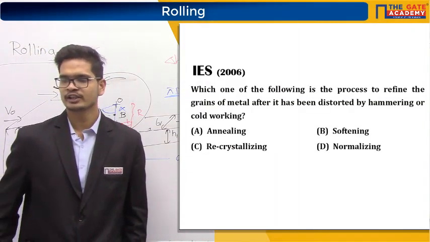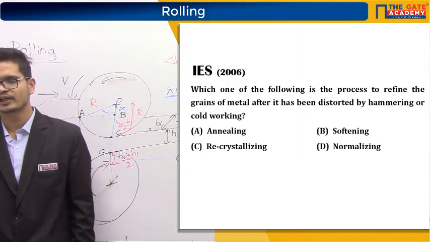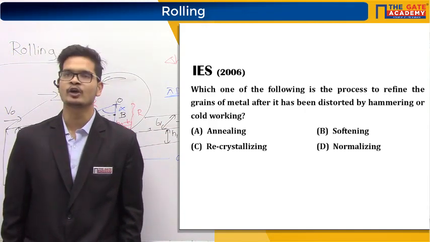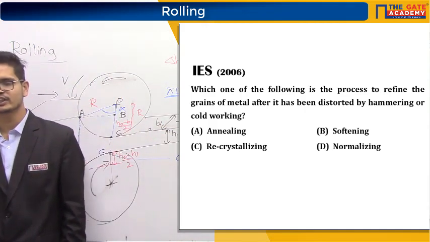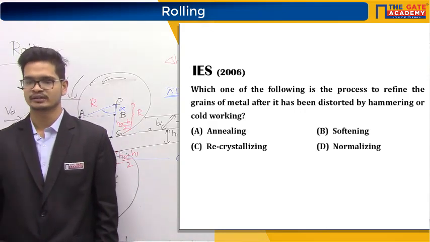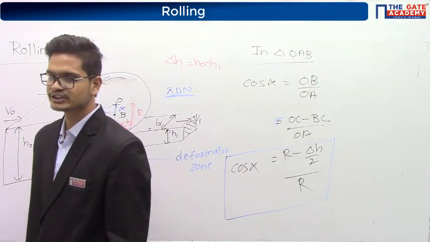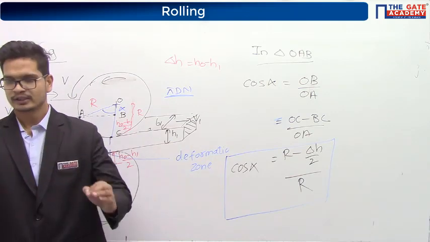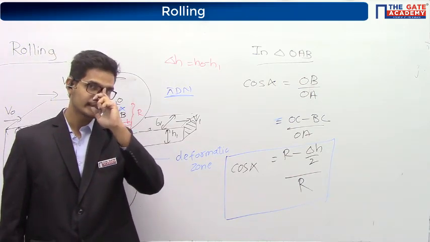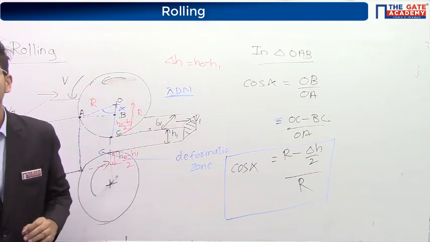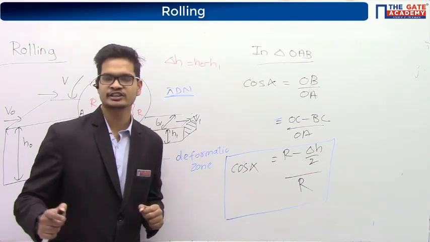Which of the following is the process to refine the grains of metal after it has been distorted by hammering or cold working? A is annealing, B is softening, C is recrystallizing, D is normalizing. Guys, C is the right answer. A, annealing is okay, but it is not the correct answer. Most appropriate answer is recrystallizing.